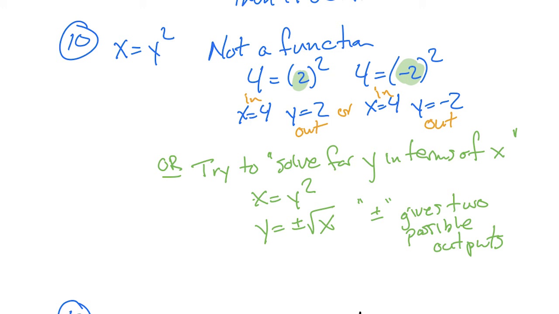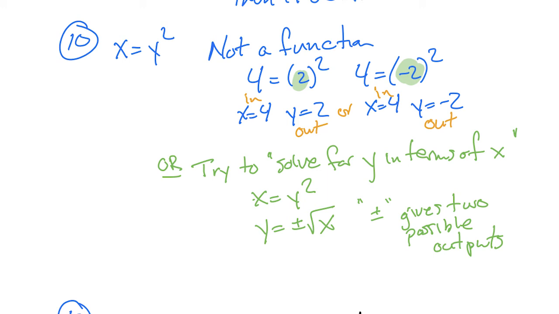Another way to check if something's a function is to try and solve for y in terms of x. So you take that expression, x equals y squared, and try and solve for y using whatever algebra is necessary. And in this case, we get plus or minus the square root of x. And if you see something like a plus or minus, that gives you two possible values for the y. And so that violates the rule of a function as well. So in this case, it's not a function.